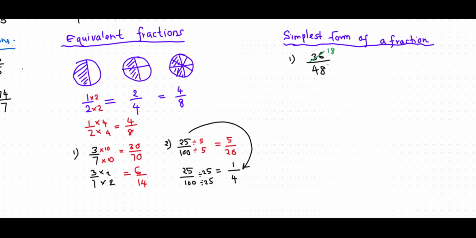Again, 18 and 24, both are even numbers. Can divide by 2. Or 18 and 24 both are divisible by 3. And they are divisible by 6 also. So if I cancel by 6, 18 is 6 times 3. 24 is 6 times 4. So the simplest form is 3 over 4. We can divide 36 and 48 at once by 12. 36 divided by 12 is 3. 48 divided by 12 is 4. 3 over 4 is the simplest form.